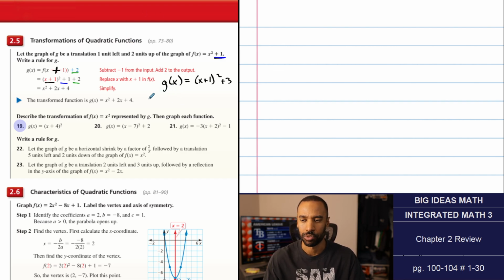Now let me show you what they did. It was 2 more steps. They expanded (x+1)², so they wrote it as x² + 2x + 1. And then this +3 adds with the +1 to get 4. So now they have g(x) = x² + 2x + 4.